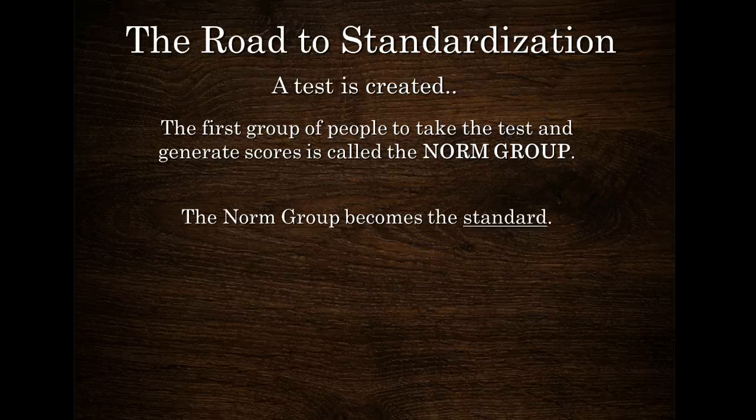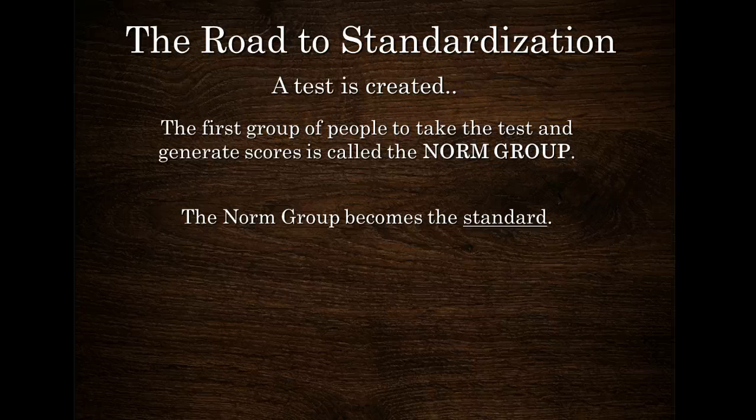Okay, so here's what happens. That norm group is the standard against which all other scores are compared. So let's say you're a third grader and you take the standardized test for spelling. Your score is compared to that group in the Midwest who took the test for the first time. The norm group has to represent the demographics of the United States, and that's why I said the Midwest. Usually tests are normed in the Midwest because then you get your proportions according to the census of what America looks like. So you get your 70% white, 13% black, and 15% Hispanic, etc.